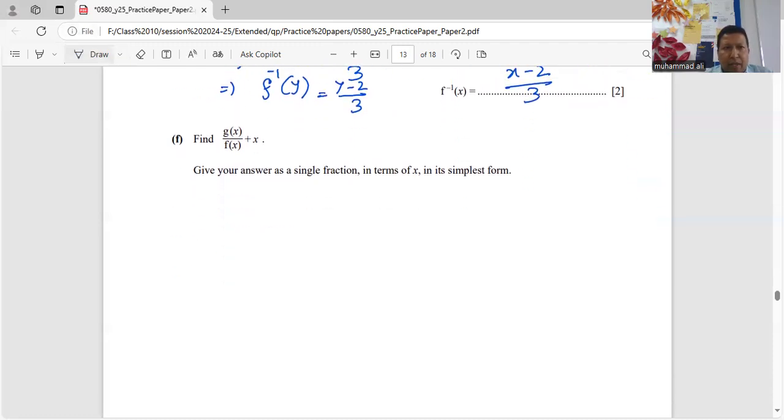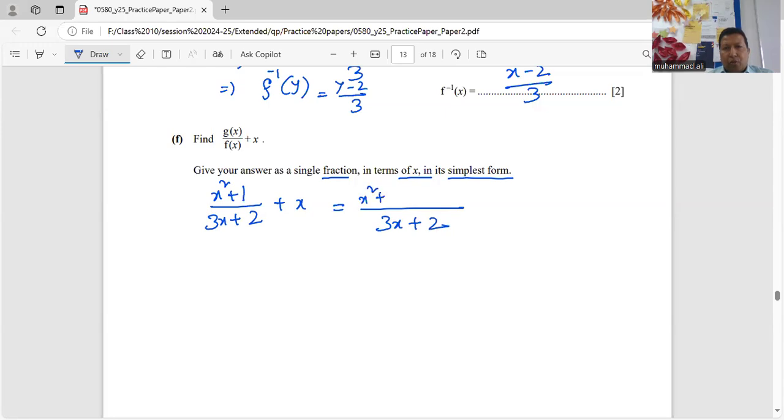Part F, g(x) by f(x) plus x. Give your answer as a single fraction in terms of x in its simplest form. So g(x) equals x squared plus 1, over f(x) equals 3x plus 2, plus x. We have to do the LCM. We'll get x squared plus 1 plus x into (3x plus 2), over 3x plus 2.